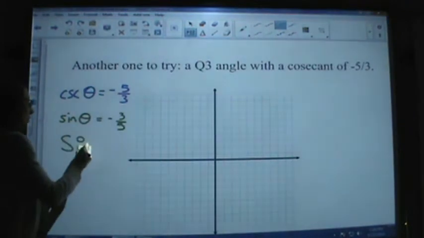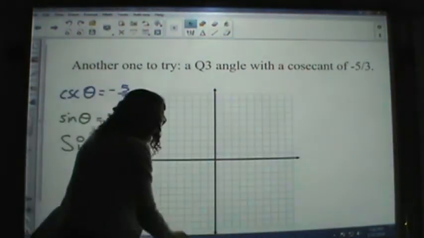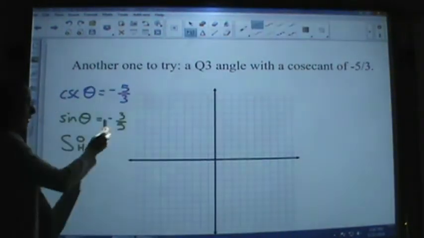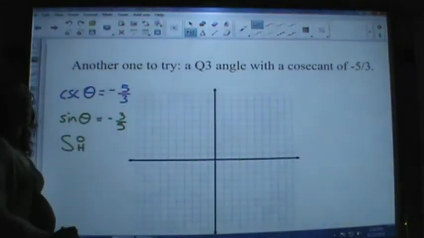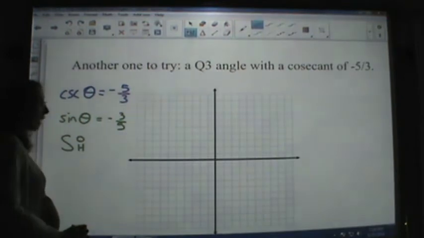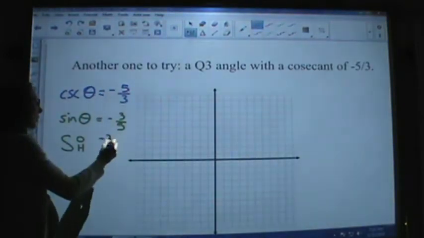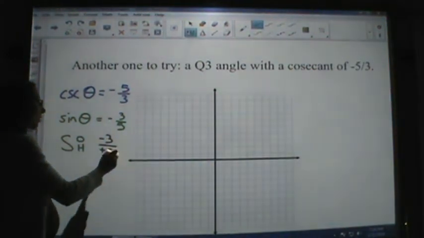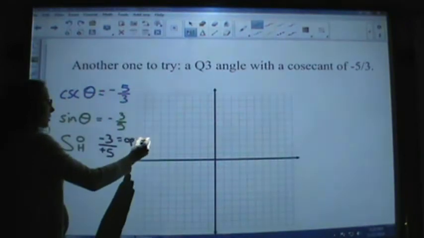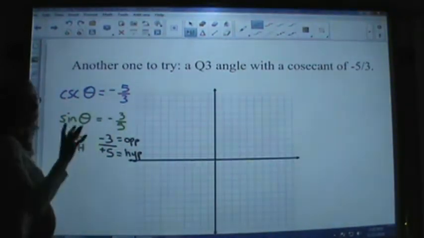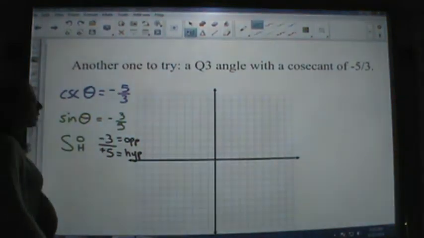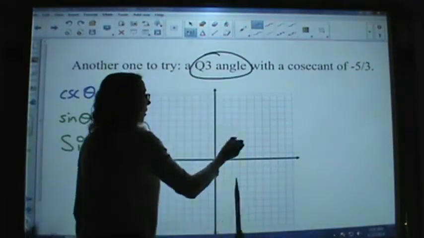Sine is opposite over hypotenuse. The hypotenuse will never be negative. So this negative sign has to be a negative sign for the 3. It can't be the negative sign for the 5 because you'll never have that. So it's negative 3 over positive 5, which tells us that our opposite is negative 3 and our hypotenuse is positive 5. Again, we don't have to graph the whole thing out, but it matters that it's quadrant 3.